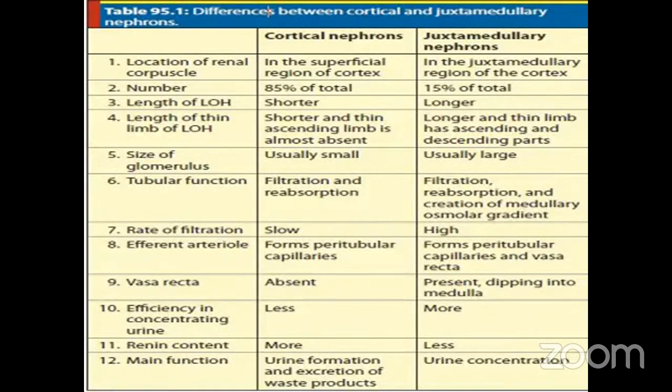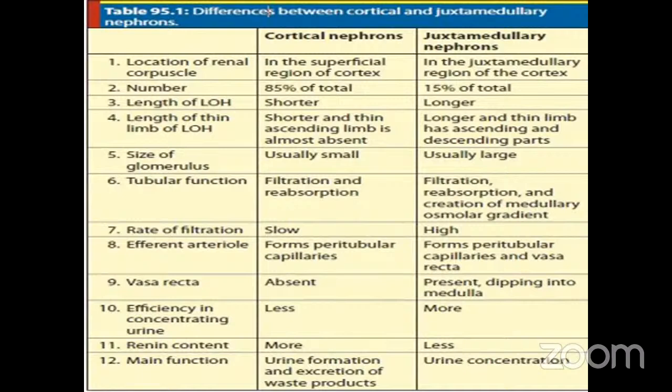Efferent arterioles in the cortical nephrons form the peritubular capillaries. In juxtamedullary nephrons, they form the peritubular capillaries and also the vasa recta. This is important: there is formation of the peritubular capillary network, and also of the vasa recta in the juxtamedullary nephrons by these efferent arterioles. Vasa recta are absent in the cortical nephron; here they are present.